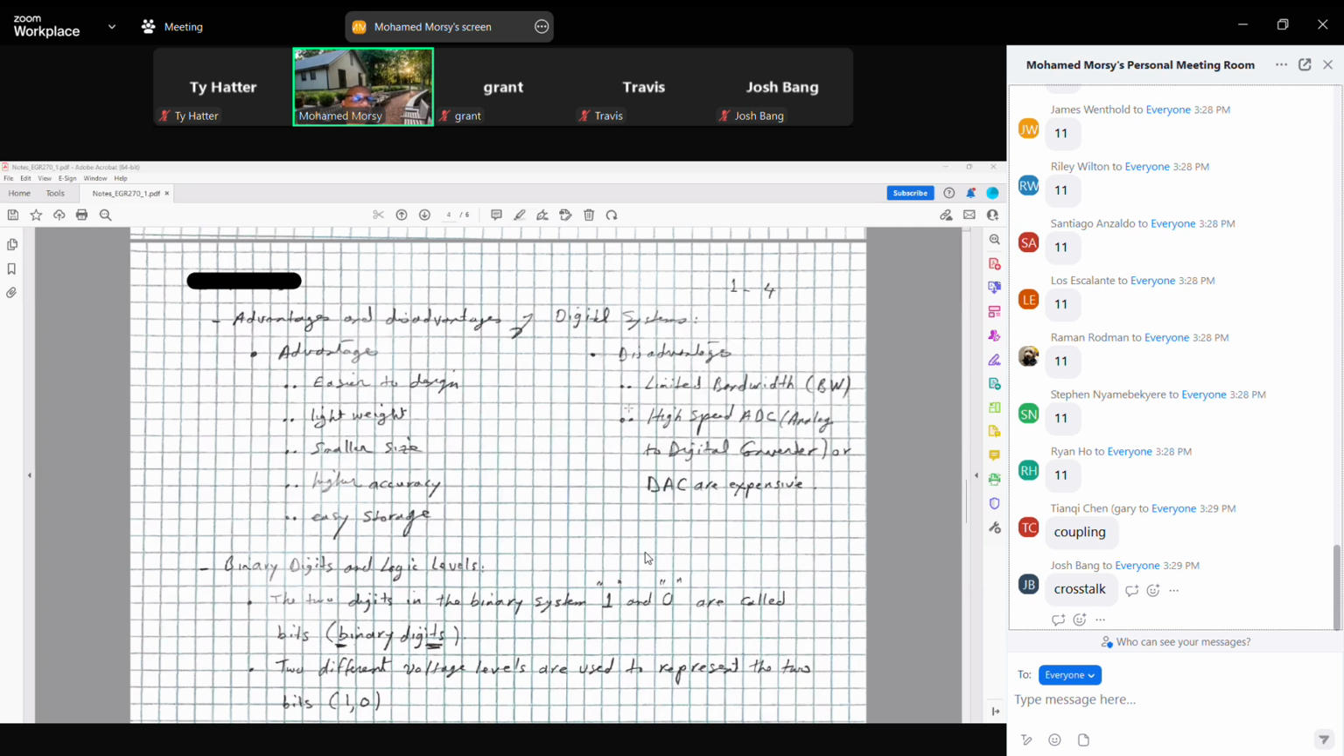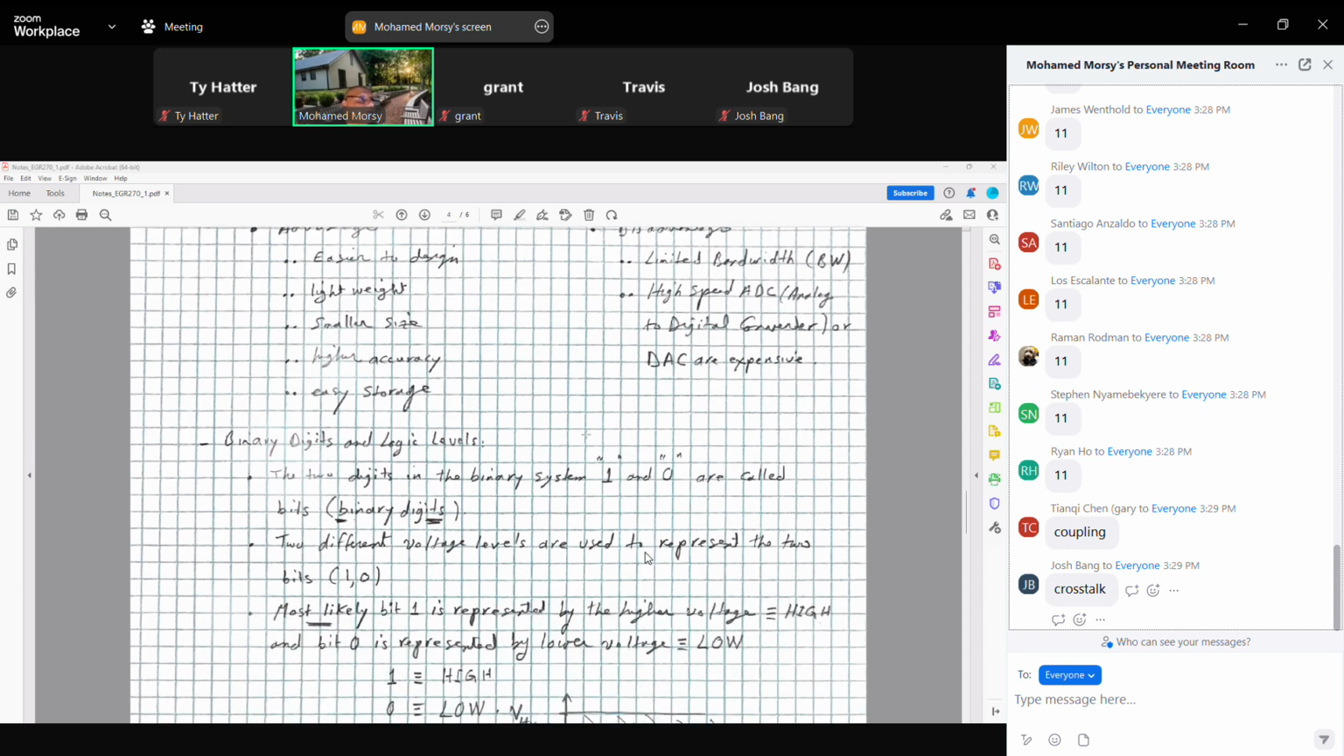But there are disadvantages, like the bandwidth is limited, and high speed ADC, analog to digital converters, or digital to analog converters are expensive. So this is the main disadvantage.